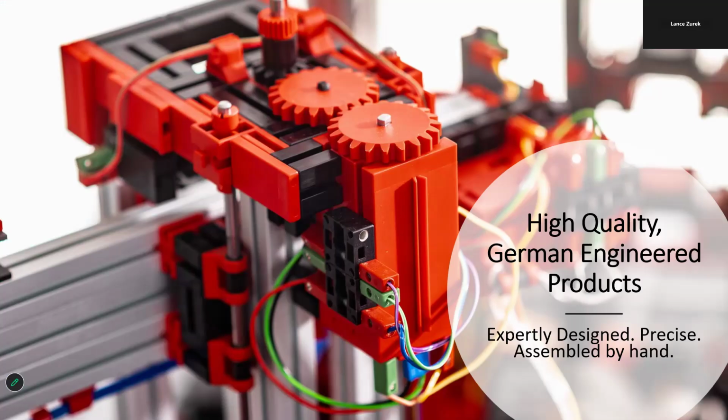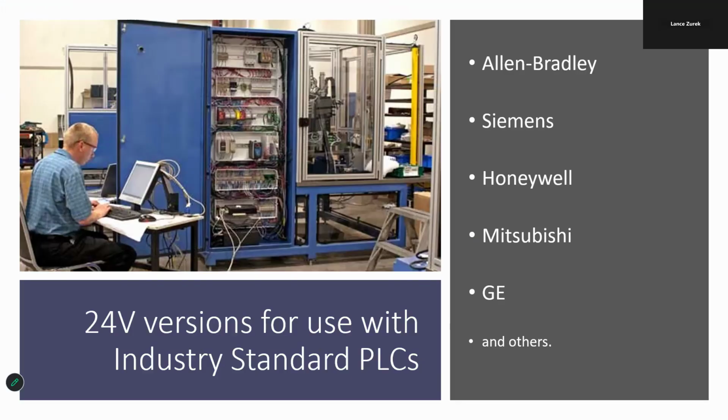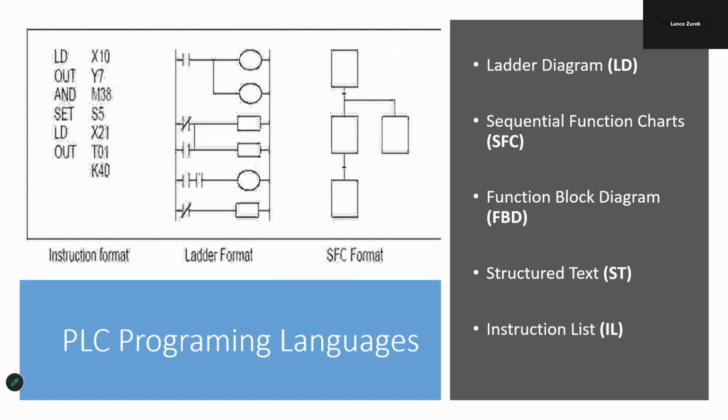The majority of these models are 24-volt models, which were designed specifically for use with the latest industry standard PLCs. Now, while the APS model that we're looking at today already includes all the PLCs and all the other necessary components within its scope of delivery, many of the other fischertechnik 24-volt models are designed to be controlled using the PLC of your choice, as well as the programming language that you prefer.